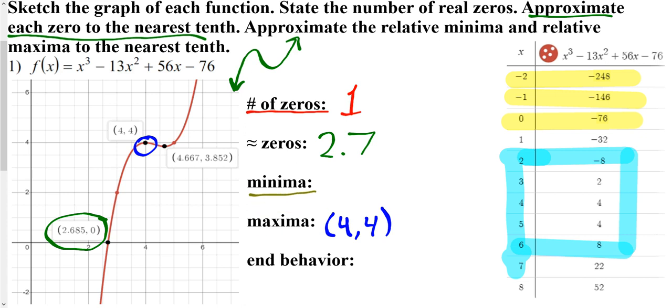That's our lowest point. And so when we look at that, that would be this here, so that would be this. So then I can go ahead and do that. That would be about a 4.7 to the nearest tenth and about a 3.9 to the nearest tenth.